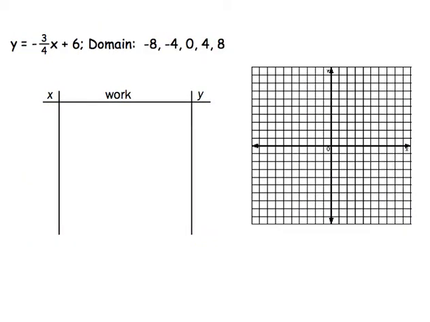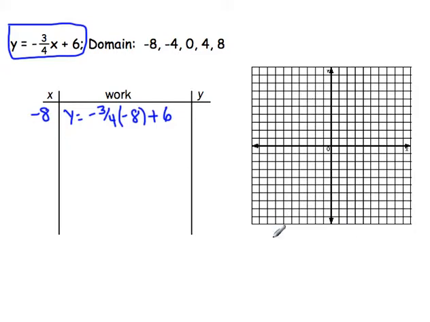All right, this next one, our function is y equals -3/4 x plus 6, okay? And we're going to use these numbers for our domain. So first I'm going to start by plugging in -8. So y equals -3/4 times -8 plus 6, okay? And if you need to, you can always write out these fractions to work out. Remember, -8 is like -8/1. Okay, so I just wrote this out.